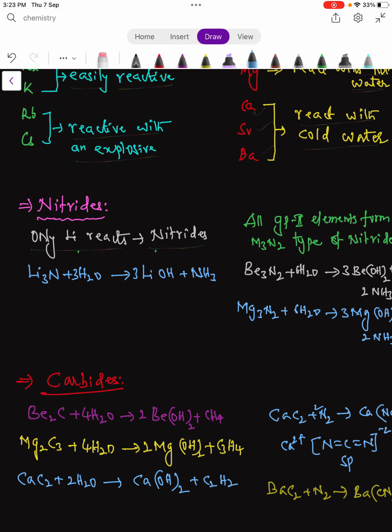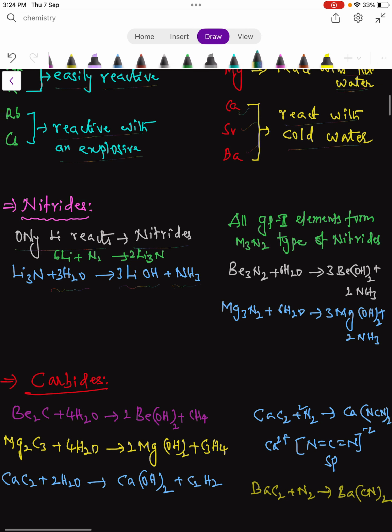So the reaction is lithium reacts with nitrogen, forms Li3N. Okay, so 2 moles here, 6 moles here, right? So this is lithium nitride. Now this lithium nitride dissolves in water, forms lithium hydroxide, and ammonia gas is evolved.